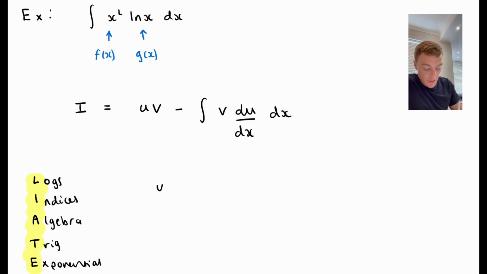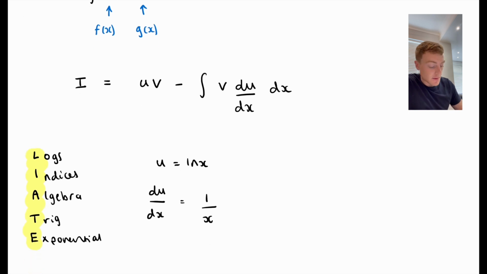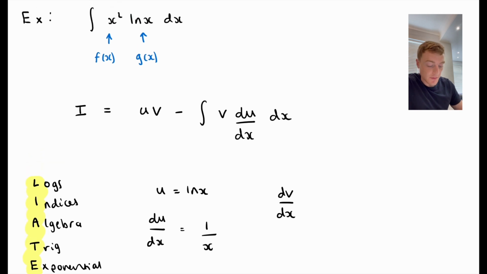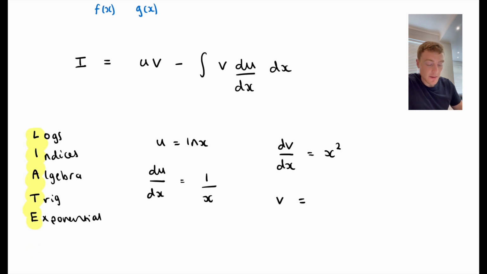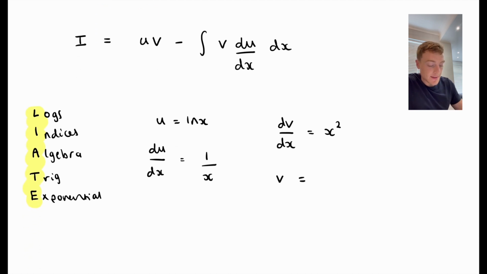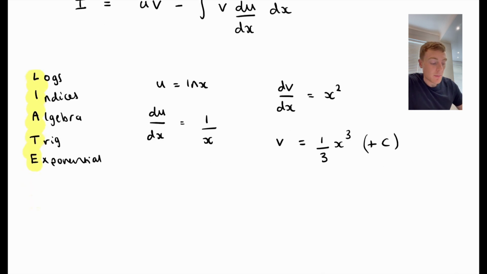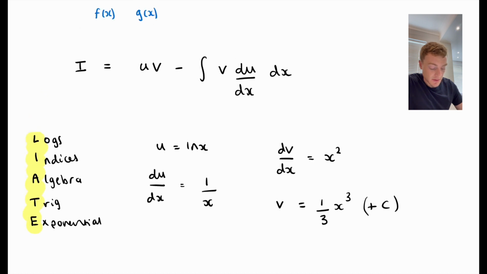So I'm going to set u is equal to ln x. And I'm going to differentiate that. So we get du by dx is equal to 1 over x. Then next we set, well, dv by dx is going to be the other function of x. So in this case, x squared. So we want to integrate dv by dx. So we get, well, we need to add 1 to the power and divide by the new power. So 1 over 3 x cubed. And technically there will be a plus c, but that's not important for these types of questions.